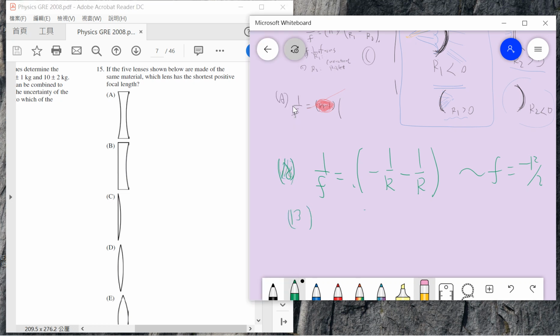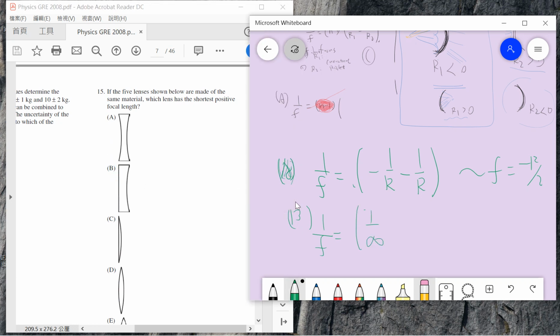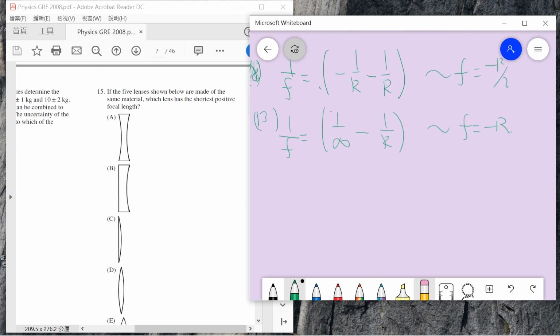Okay, then B, the 1 over f. This is infinity. When the lens is flat, it's infinity. Minus, this is positive. Okay, how about C? So these two cannot be the answer.